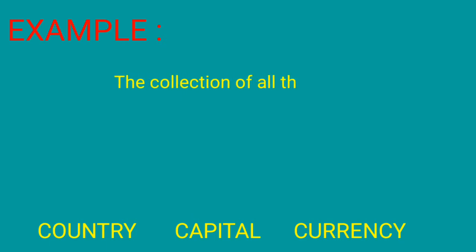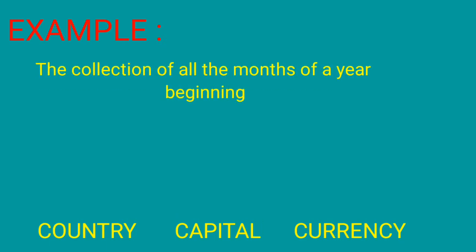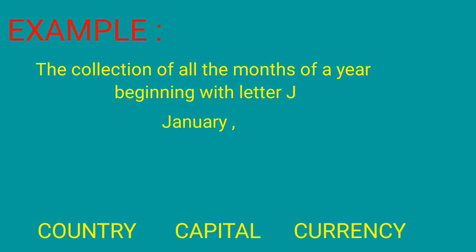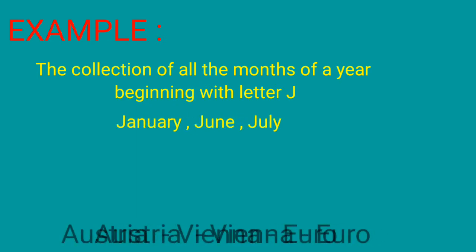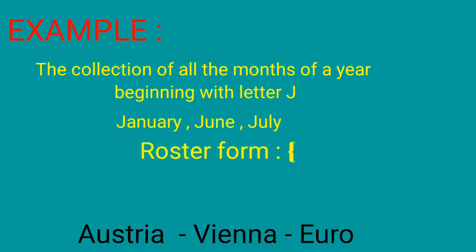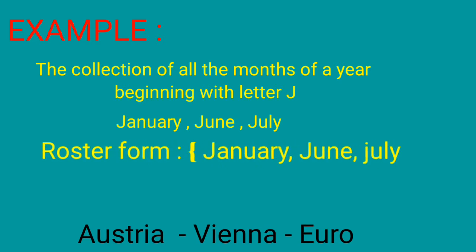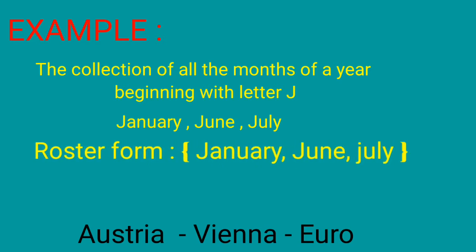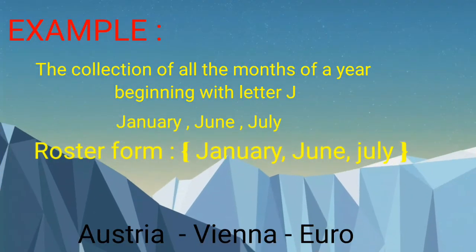One more example. The collection of all the months of a year beginning with letter J, that is January, June, July, they form a set. In roster form, we write as January, June, July. They are elements of the set which are listed, separated with comma and enclosed with curly bracket.